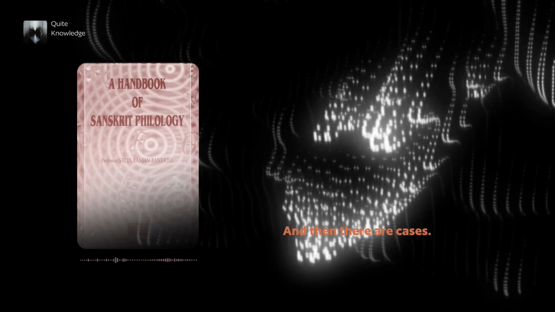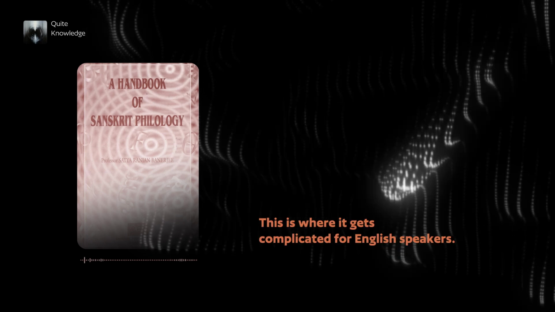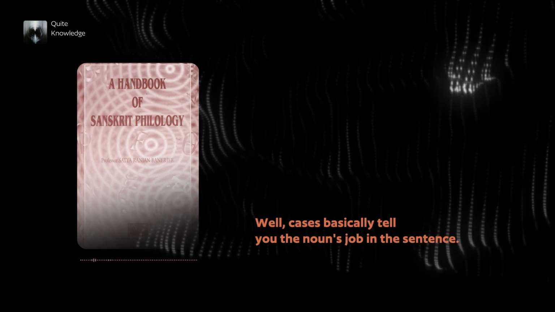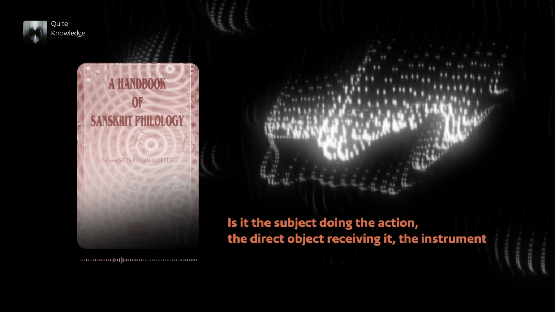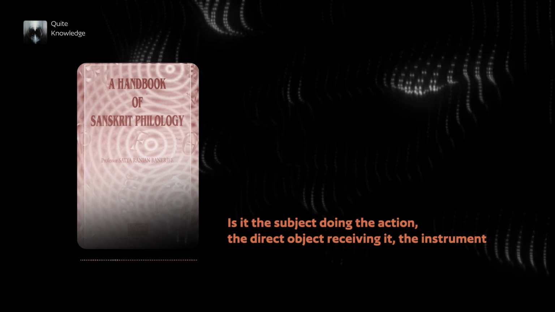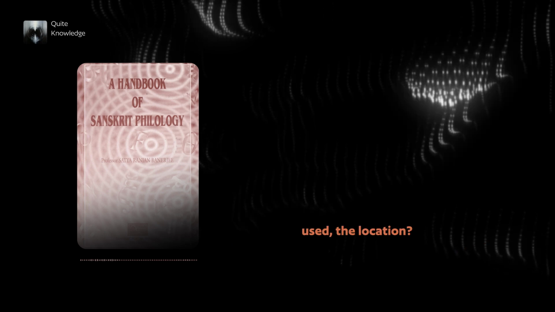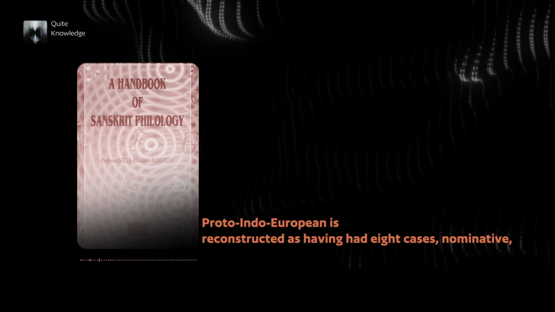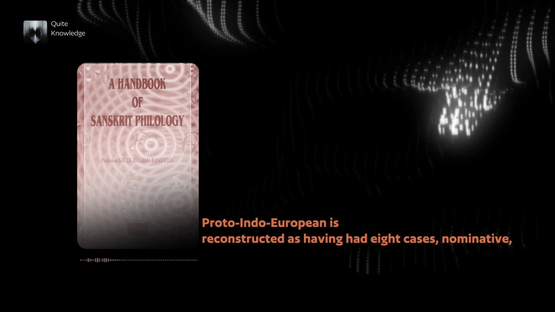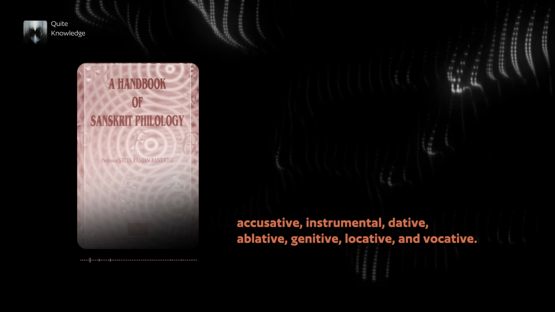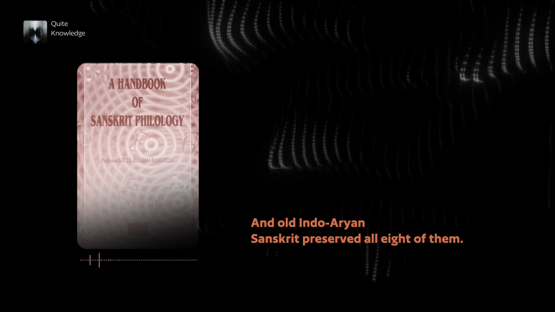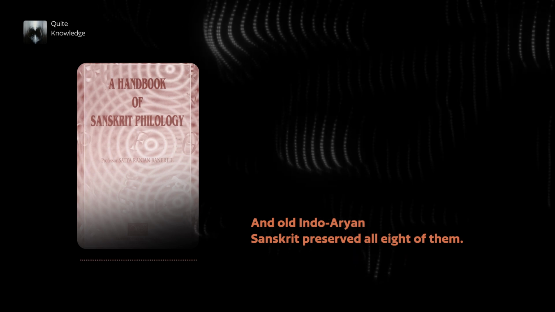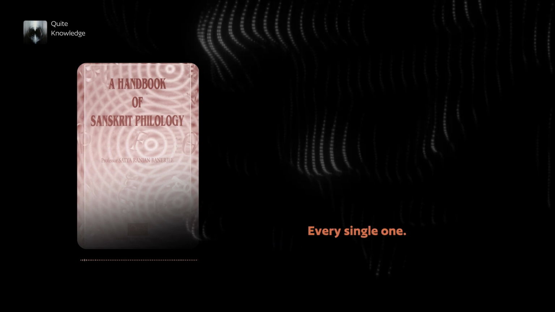Definitely not. And then there are cases. Cases. This is where it gets complicated for English speakers. Well, cases basically tell you the noun's job in the sentence. Is it the subject doing the action, the direct object receiving it, the instrument used, the location? Right. Proto-Indo-European is reconstructed as having had 8 cases: nominative, accusative, instrumental, dative, ablative, genitive, locative, and vocative. 8. Wow. And Old Indo-Aryan Sanskrit preserved all 8 of them. Every single one. That's incredible.